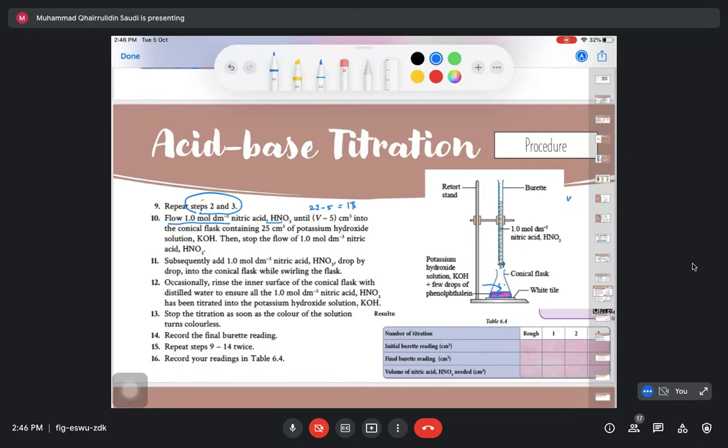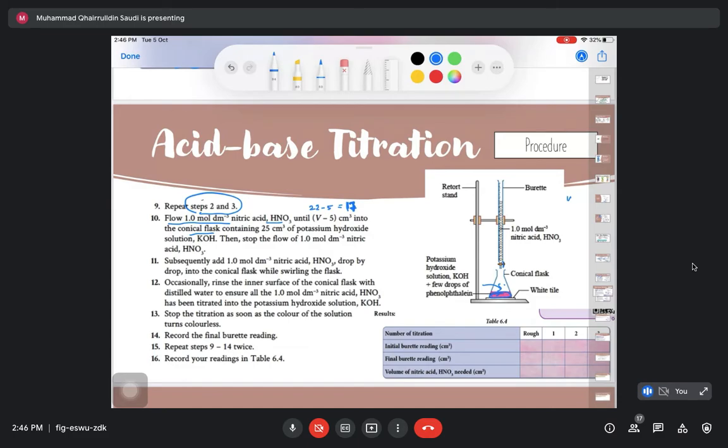17. Okay, awak pun flowkan je 17 cm cube of nitric acid ke dalam conical flask. Sebab apa awak boleh flow sampai 17? Sebab awak dah dapat rough reading tadi. Kita perlukan dalam 22 cm cube. So awak boleh add je dulu sampai 17.